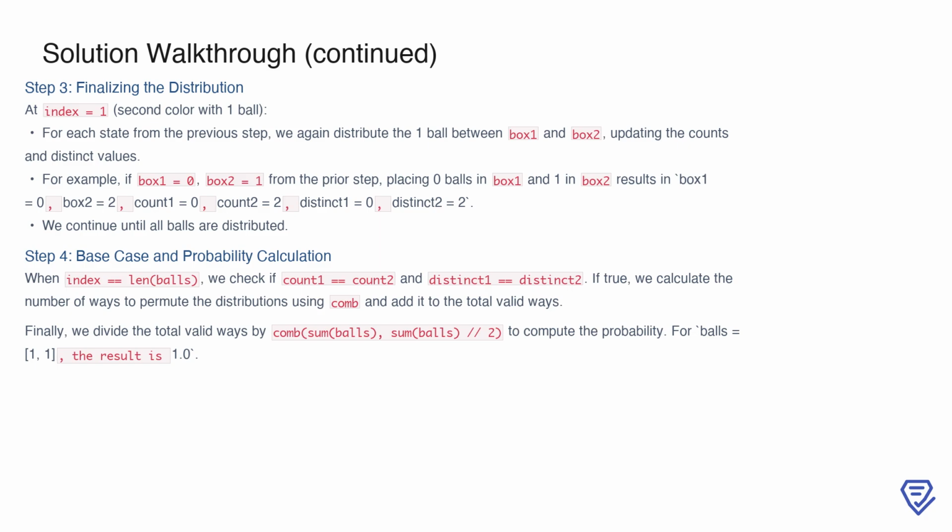Once all the balls are distributed, we reach the base case, or index equals the length of the balls array. At this point, we check if both boxes have the same total number of balls and the same number of distinct colors. If this condition is satisfied, we calculate how many ways this particular distribution could occur using combinations. These valid ways are added to our total count. Finally, the probability is calculated by dividing the total valid ways by the total number of ways to split the balls equally between the two boxes. For this example, the probability turns out to be 1.0.